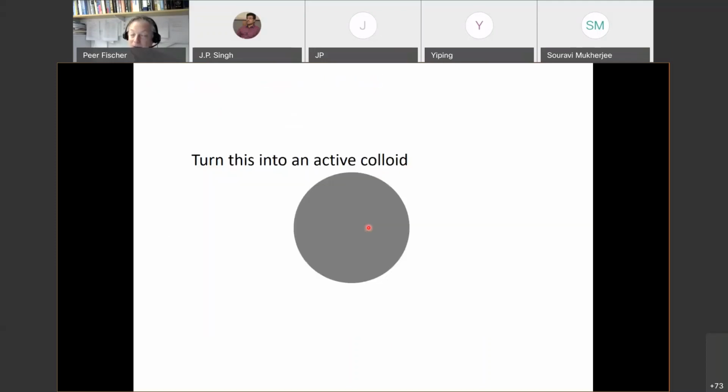And we want to make a pump, but I'm going to tell you something else first. We want to first turn this colloid, which just passively moves in solution, into one that can actively move in solution. And in order to do that, we need to modify it. And one way to modify it is to include a reactive patch. So there is a region here that can cause a reaction.